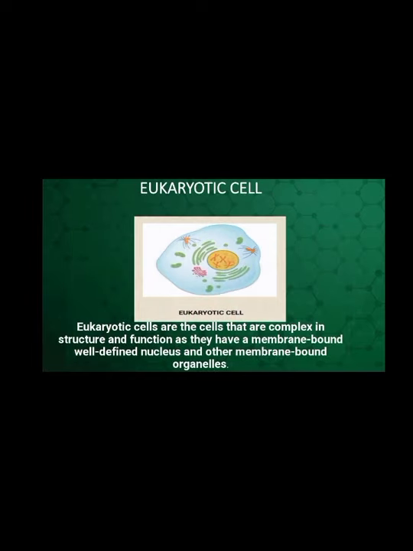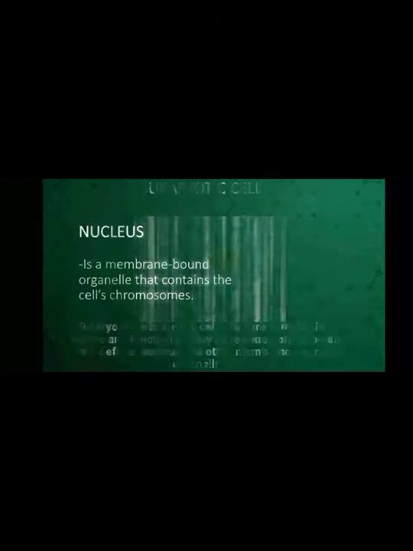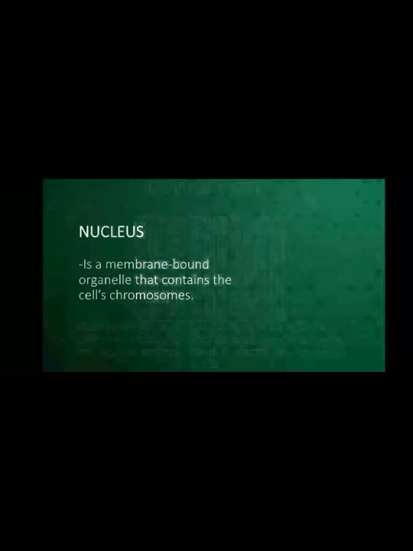It states here that eukaryotic cells are the cells that are complex in structure and function as they have a membrane-bound, well-defined nucleus and other membrane-bound organelles. Further, eukaryotic cells are found in organisms such as animals, plants, fungi, and protists because their cells are organized into compartmentalized structures called organelles, such as the nucleus. So when we talk about the nucleus, it is a membrane-bound organelle that contains the cell's chromosomes.